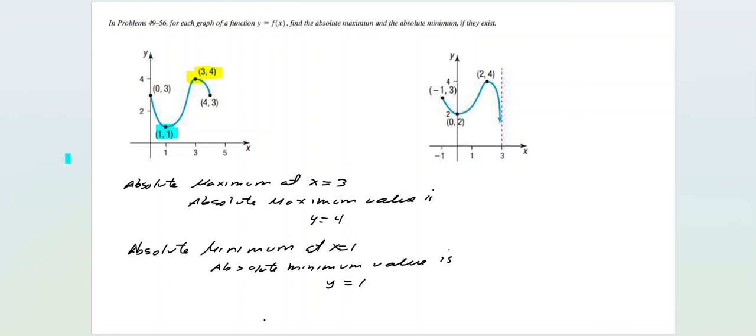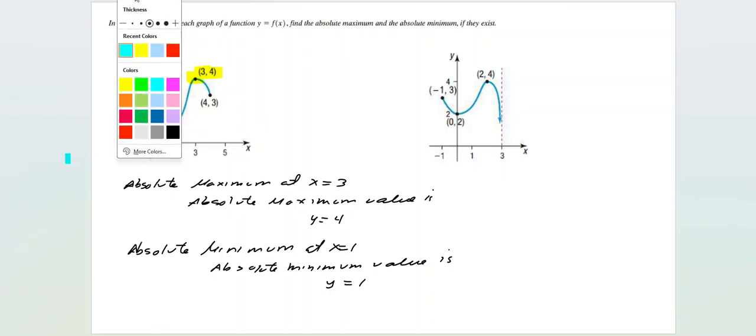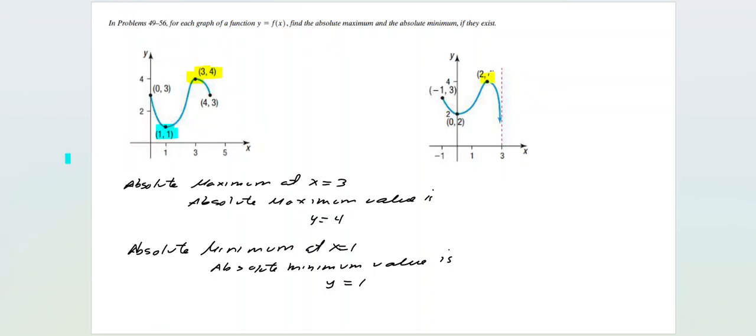Is y equals 1. Now, in the other case, when we analyze, yes, we have an absolute maximum. So this is our absolute maximum. So you have an absolute maximum at (2, 4). So absolute maximum at x equals 2 and the absolute maximum value is 4.